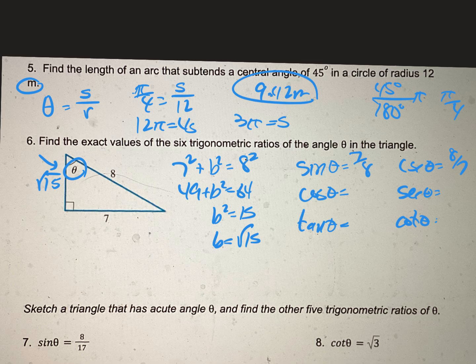Cosine is adjacent over hypotenuse. The adjacent side is the square root of 15 over hypotenuse, which is 8. Secant would be 8 over square root of 15. Do not leave it like that. Take the 15 to the, come right around 15 to the top, take it down on the bottom.